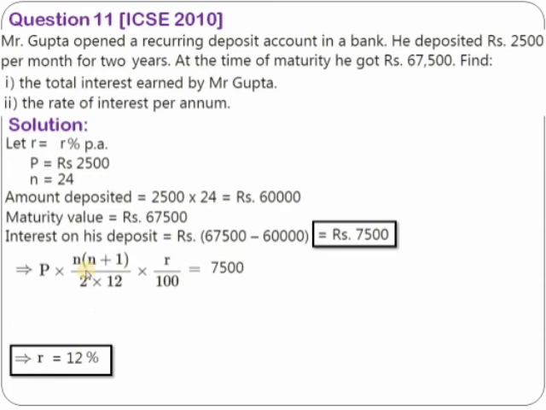Now let's put the values. So you know that P is 2500, N is 24, okay, and you don't know the value of R. So when you simplify this, you will definitely find that the value of R turns out to be 12. So that's why your rate of interest is 12%. So your first answer is here and your second answer is here. Okay, so you may pause the video and note down the solution.